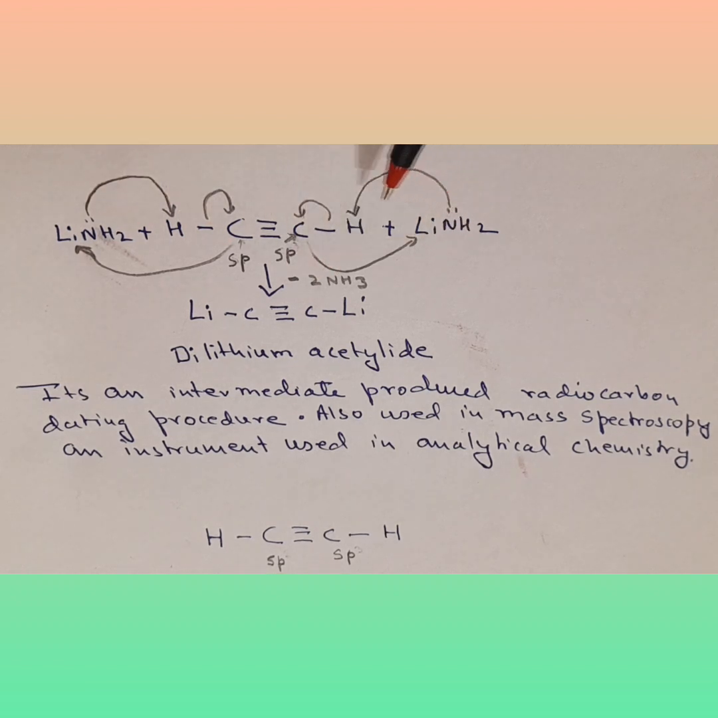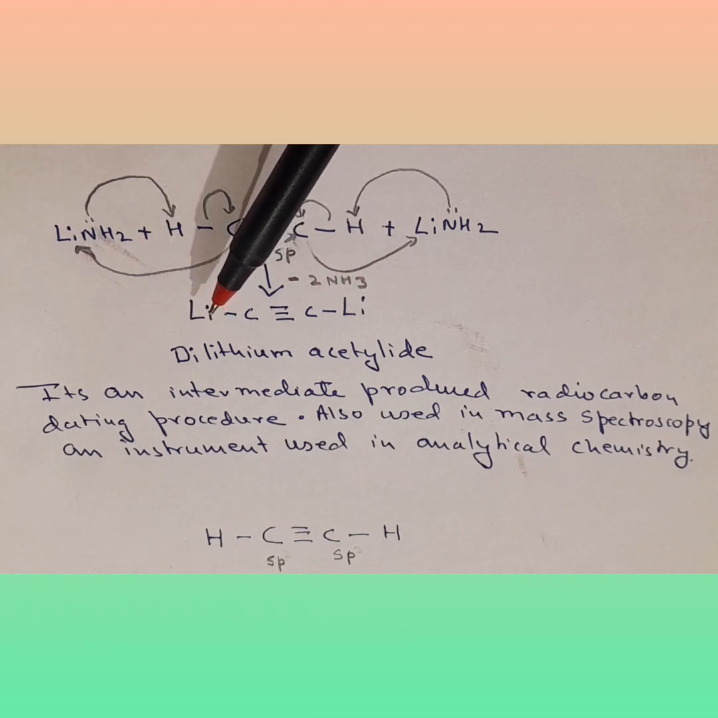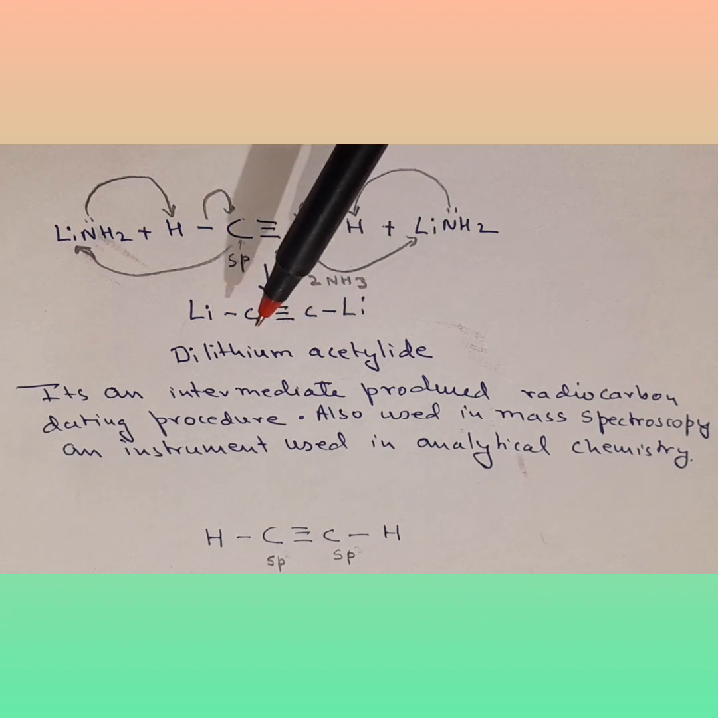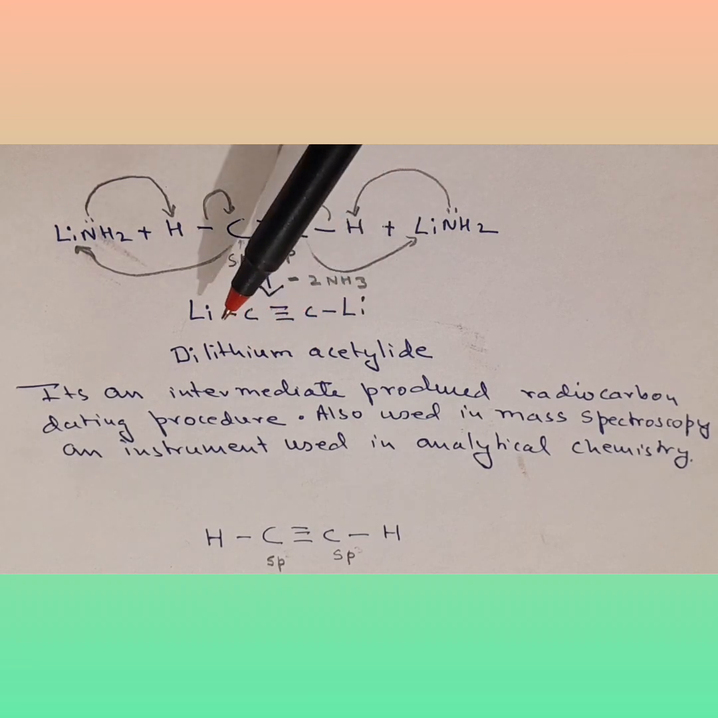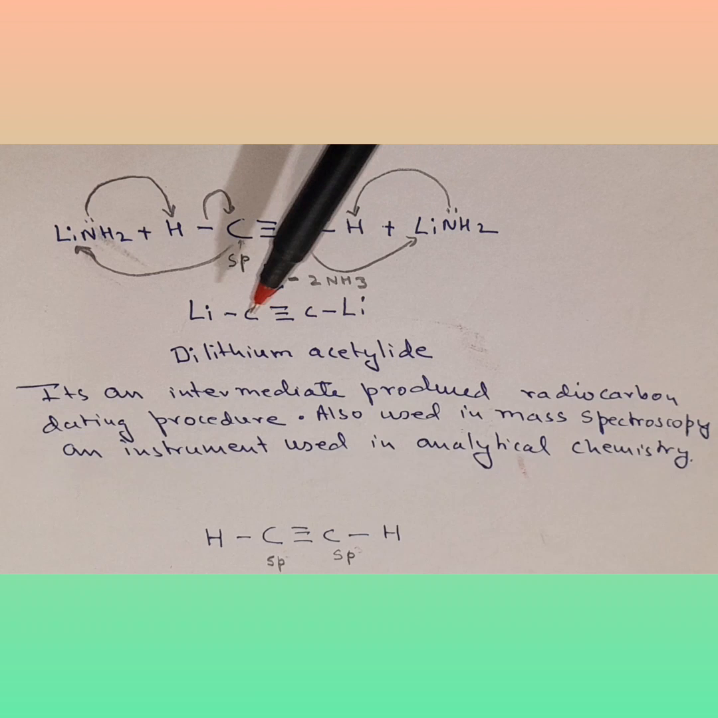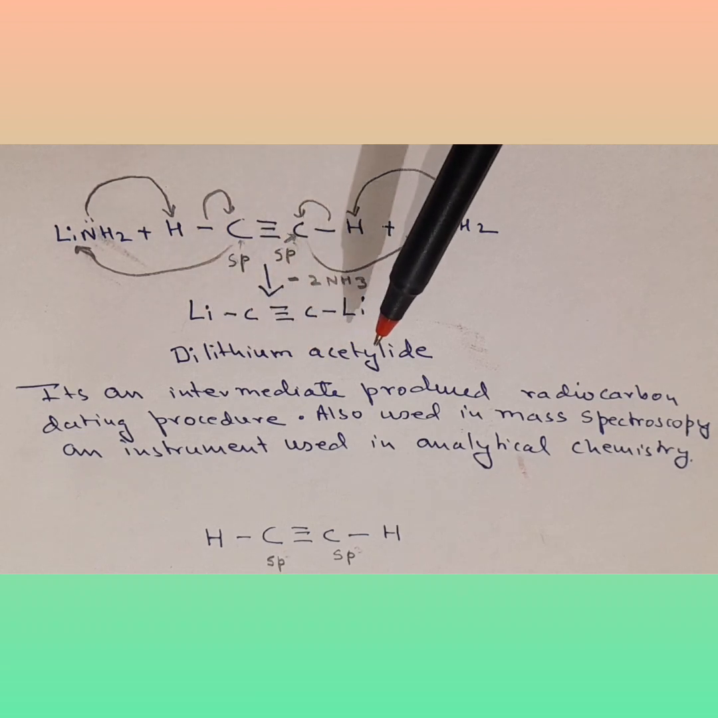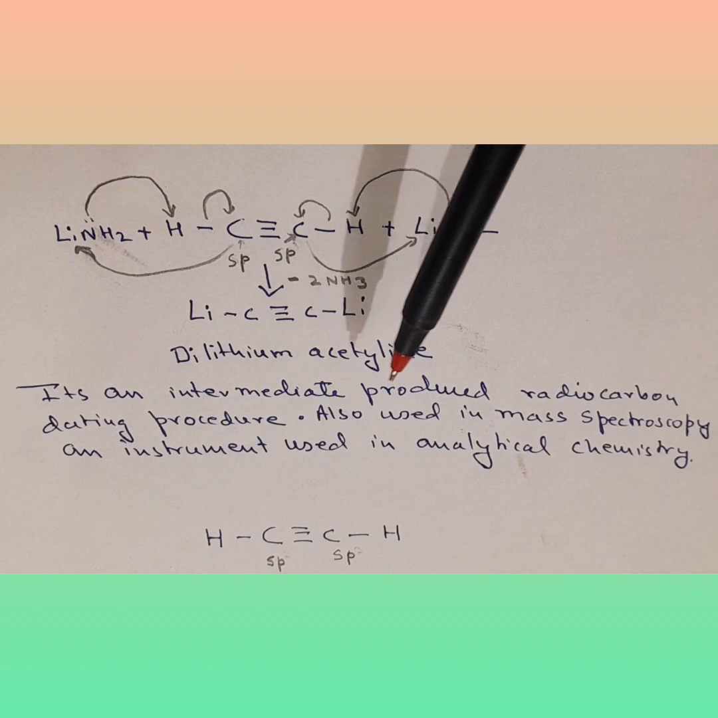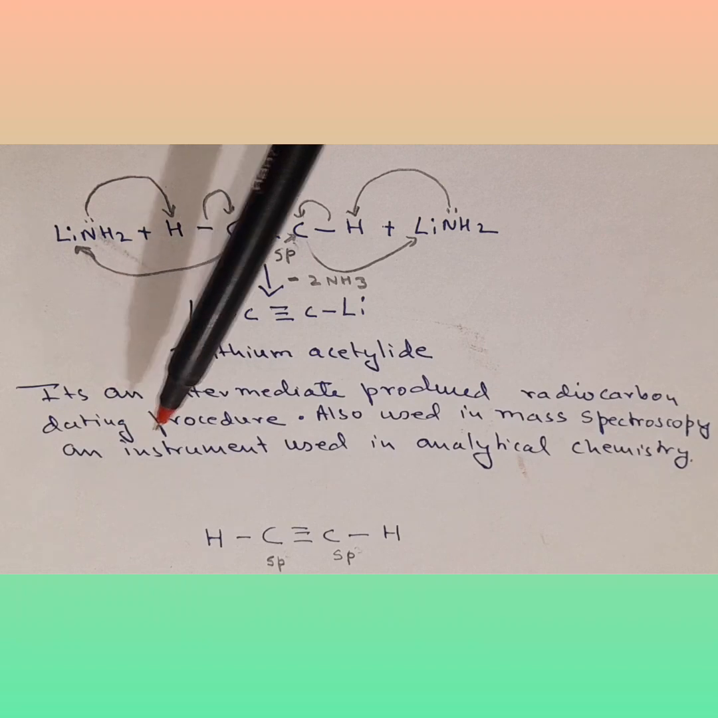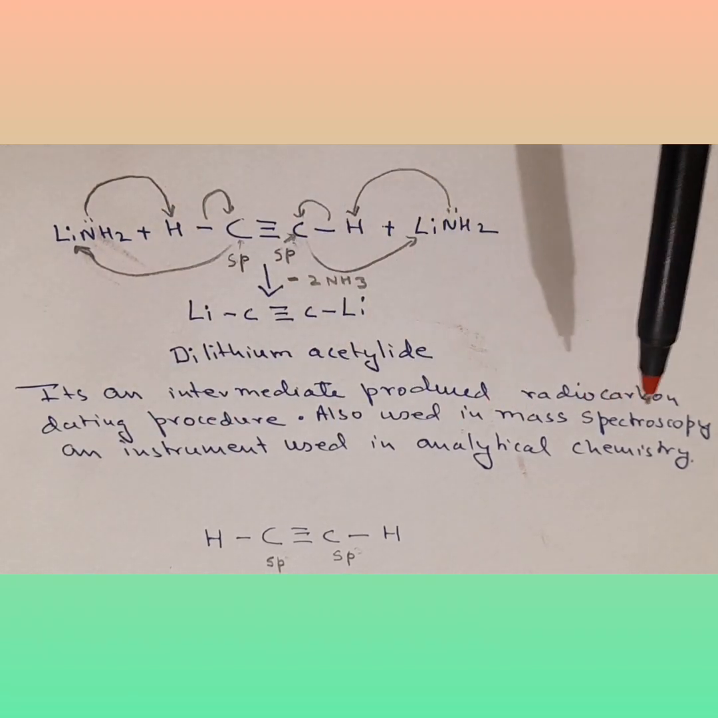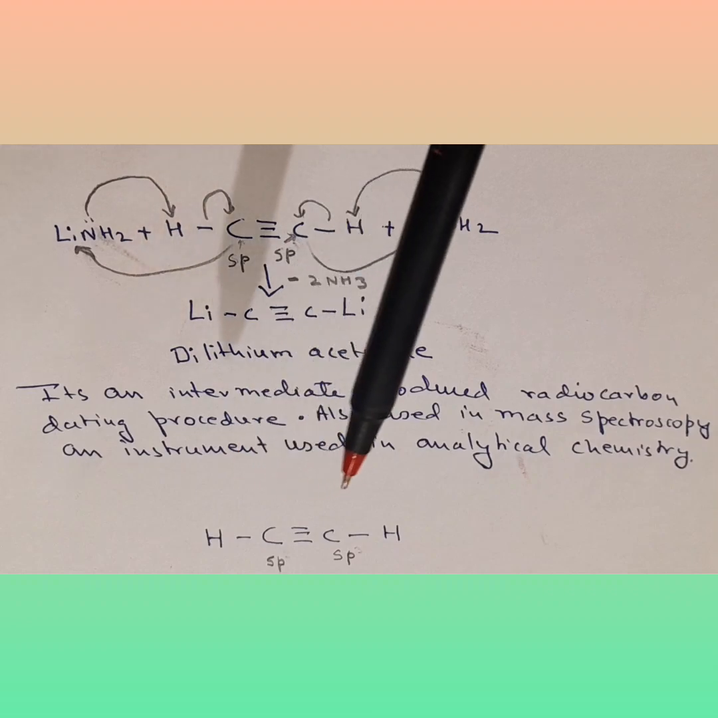Same process happens here also. So basically we end up with 2 moles of ammonia and dilithium carbide, dilithium acetylide. As I have already explained, these types of compounds are called ylides. Now, just to say something about lithium carbide or dilithium acetylide, it's an intermediate produced in the radiocarbon dating procedure. Also it's used in mass spectroscopy, which is an instrument used in analytical chemistry.